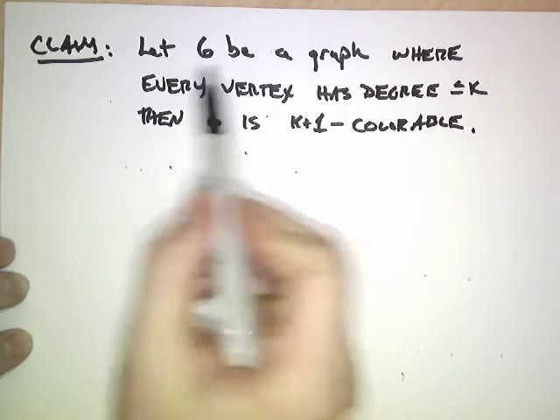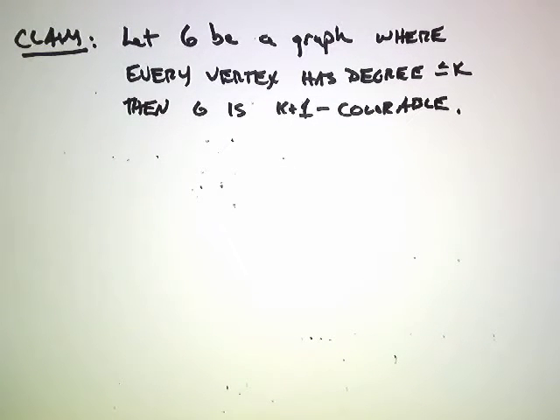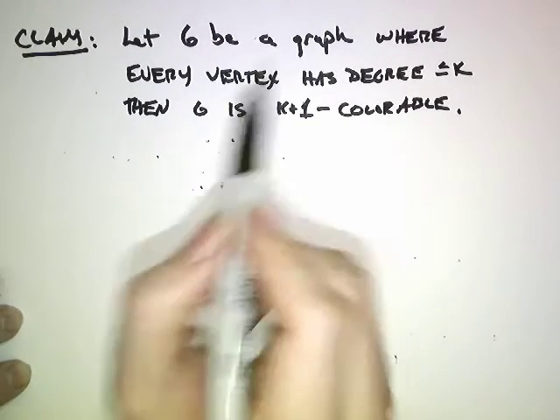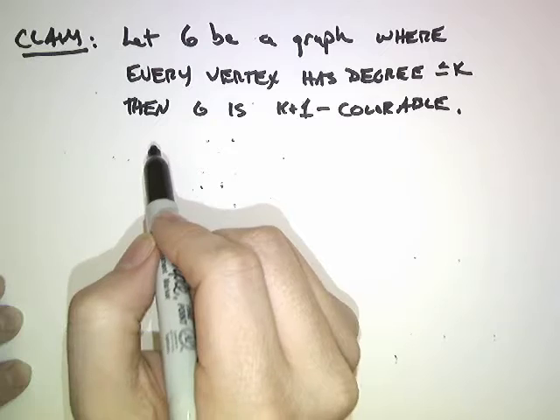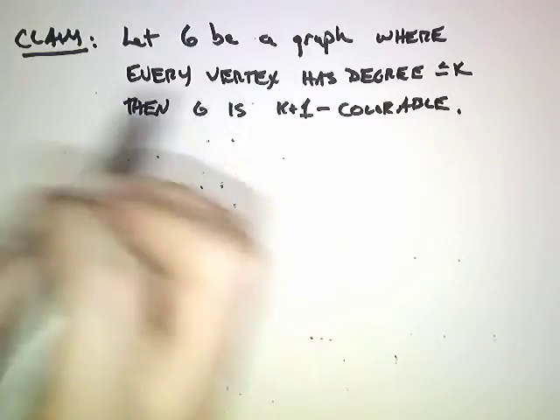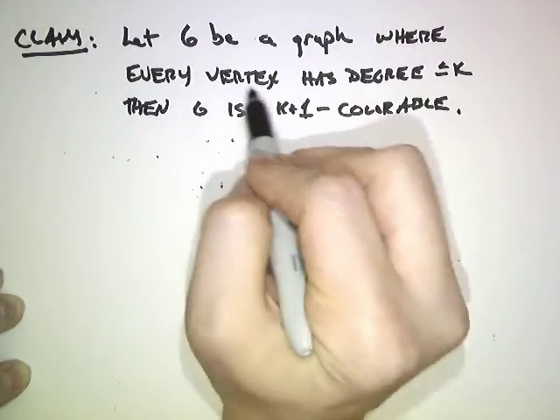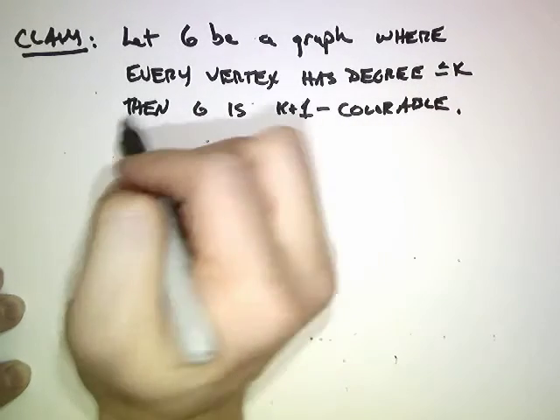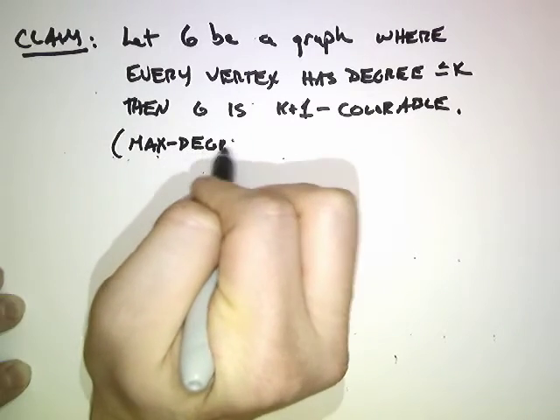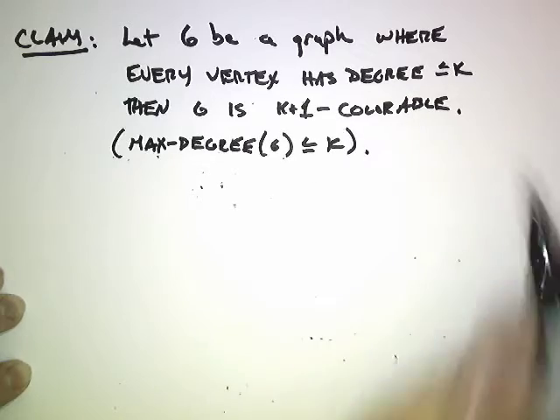So again, G is a graph. It could have many vertices. We're not saying anything about how many vertices it has, but we are saying that every vertex has degree less than or equal to k. And in that case, we're saying that G is k plus 1 colorable. By the way, for a graph where each vertex has degree less than or equal to k, we would say that the max degree of G is less than or equal to k.